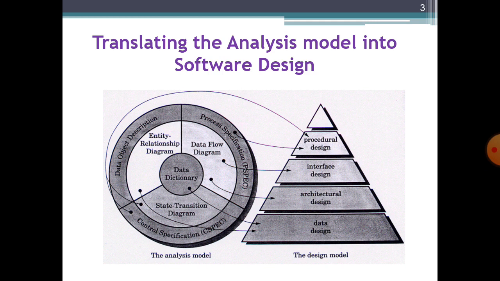Now you can see on the left side of this diagram the analysis model represented in this circle, where we have different elements of the analysis model which we already discussed in the unified modeling language and in our early lectures. And on the right side we have the design model, and in this design model we have different types of design, like procedural design, which we also call component design, then interface design, architectural design, and at the last layer we have data design. This analysis model and this design model have already been covered in our early lectures.